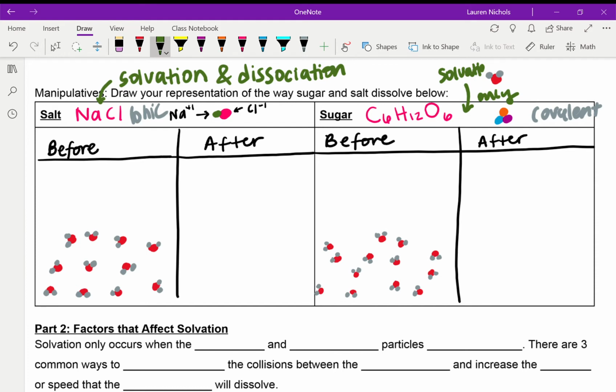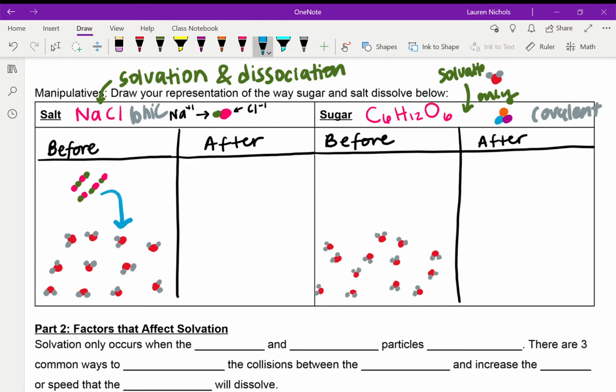And I've taken the liberty of drawing before and after in each section and going ahead and drawing what my waters look like. So in this case, the oxygens are the red circles and the two hydrogens are the gray circles. And what we're going to do is when salt is added, salt has the formula units like this, and it's kind of like a crystal. And so these pieces are all really close together when they're solid.